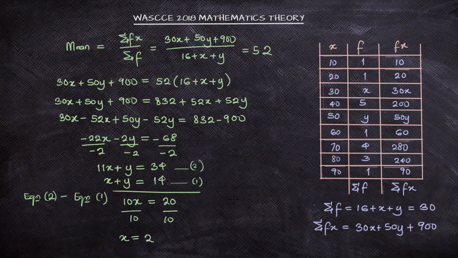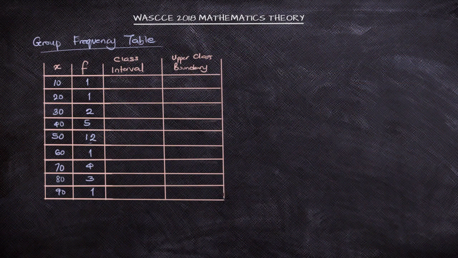Now, since I know the value of x, I can substitute in any of these equations to get the value of y. I want to use equation 1. So y will be 14 minus x, which is 2, meaning that y will be 14 minus 2, and that is 12. So what we were first asked to find is the value of x and y, and we have noted them to be 2 and 12.